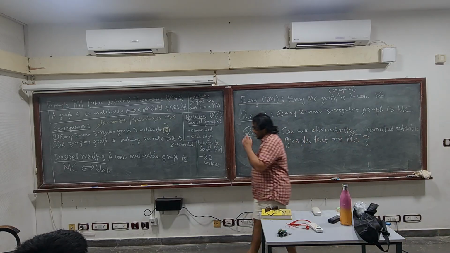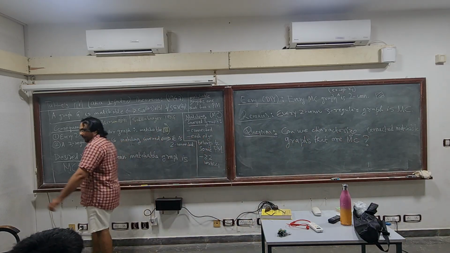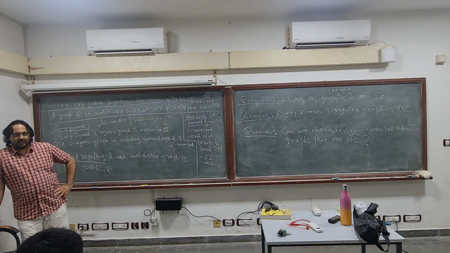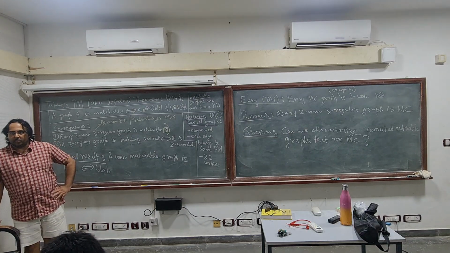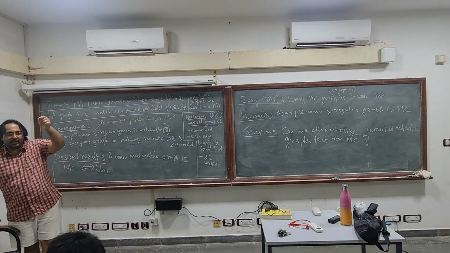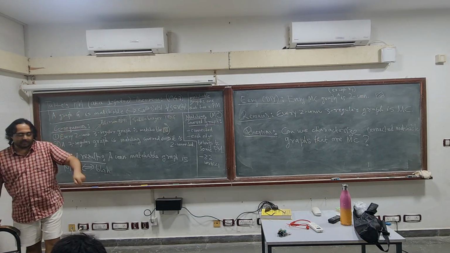So, supposing we have a connected matchable graph that is not matching covered. What can you say? What does it mean to be not matching covered? There is some edge that does not belong to any perfect matching.